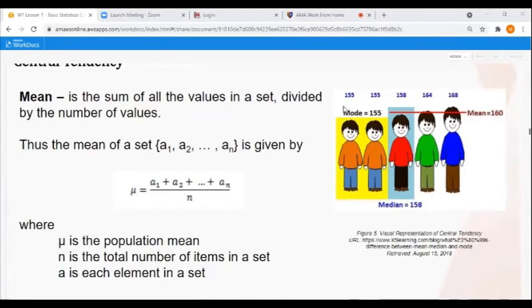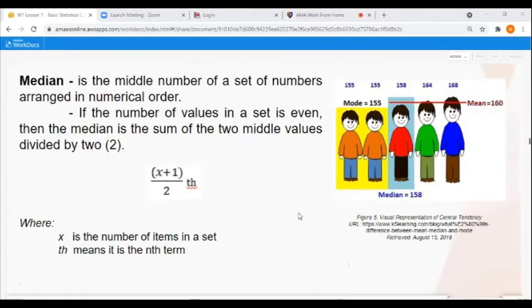For this example, the value for A1 is 155, for A2, 155, for A3, 158, for A4, 164, and for A5, it's 168. So what we do, we add all these values divided by how many items? 1, 2, 3, 4, 5. So these values, when added and divided by 5, would give us a value equal to 160. So that is our mean, and that's how we do it.